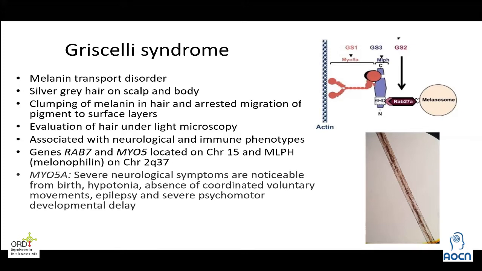But the subtype that is caused by another gene, the RAB27A, presents many times as an HLH-like picture. So you have a hematological and an immunological phenotype, which, if recognized early, is amenable to bone marrow transplant, and they seem to do well once they are transplanted. The third type, the gene which is located on 2q37, is the MLPH gene, called melanophilin. And this particular subtype has only the skin and hair manifestations with no other body problems.